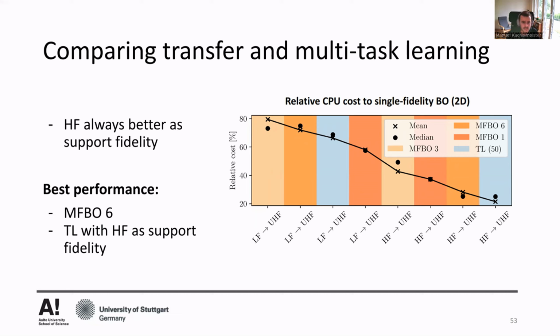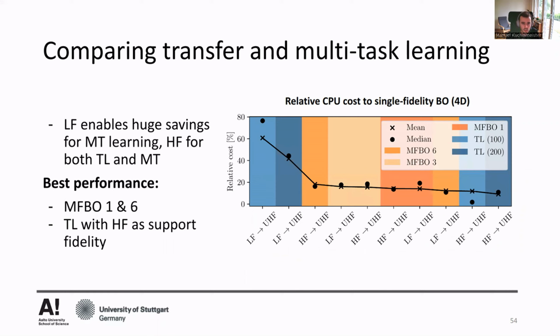If you look at the x-axis for these two-dimensional experiments, we see that it's very important here: the most savings are obtained if we use high fidelity as our support fidelity level, while if we use low fidelity as support fidelity level, the savings were not as large. So here the correlation seems to play a very important role. The most successful approaches here were approach number 6, this multitask inseparable approach, and also transfer learning using high fidelity as support fidelity.